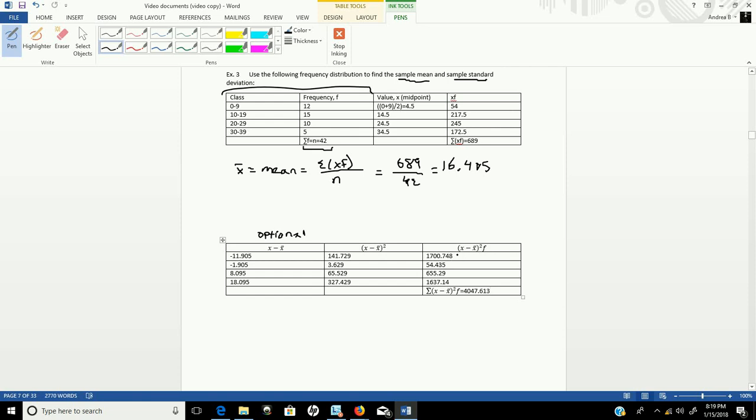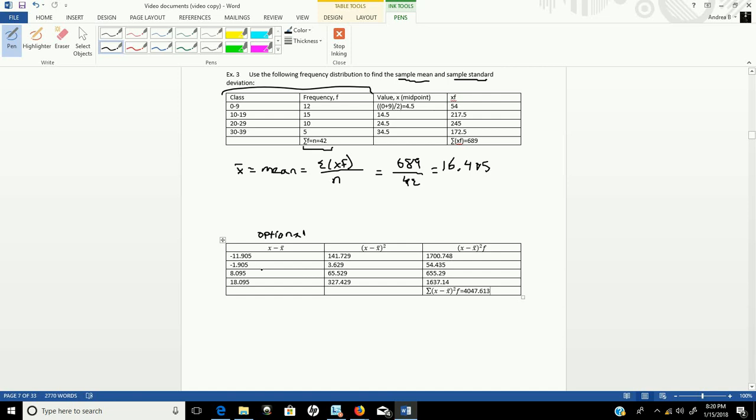And then if we follow along in that first row there, we then multiply by the frequency for the first row. So the frequency for the first row was 12. So if we do 141.729 times 12, we should get 1700.748 there.